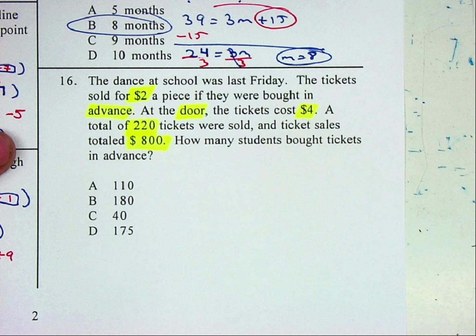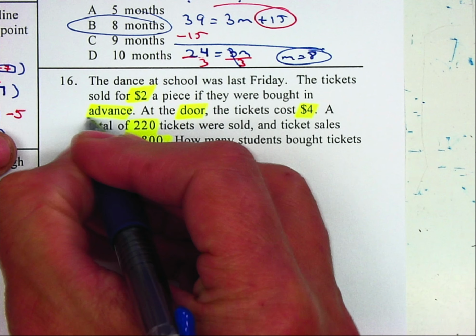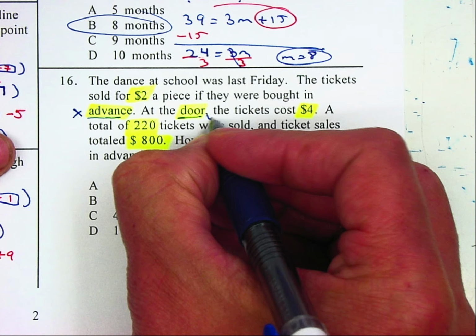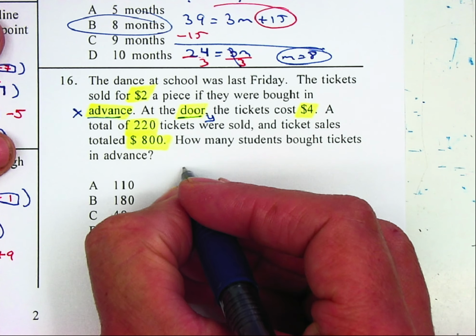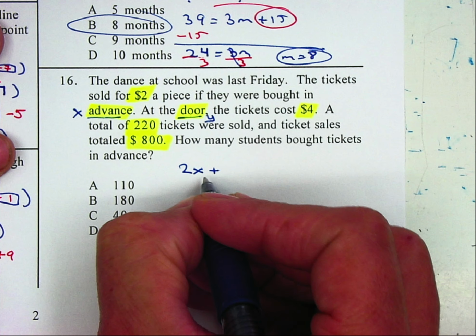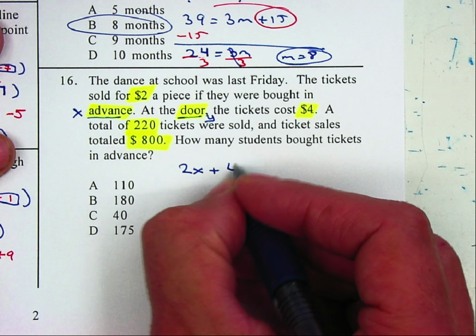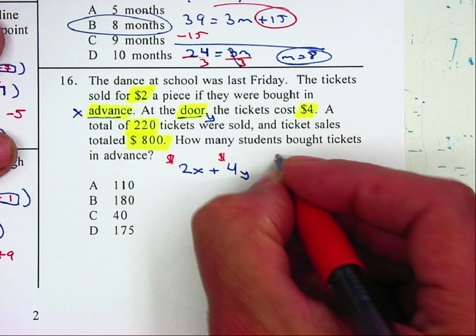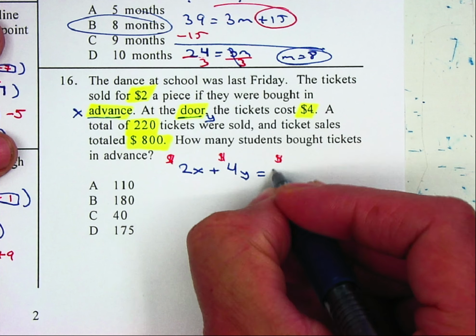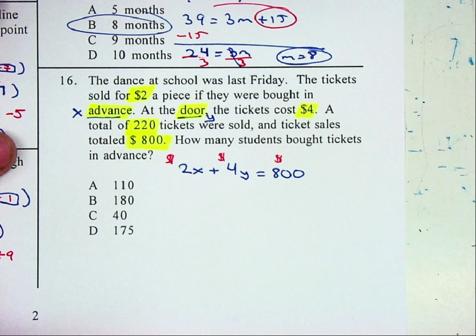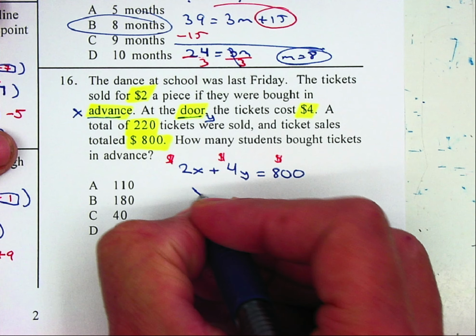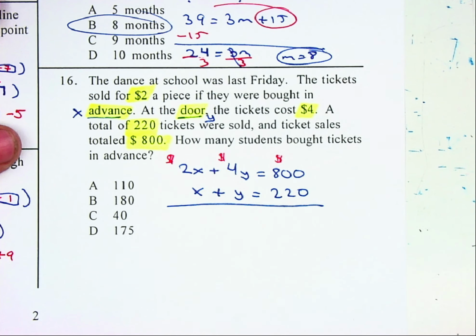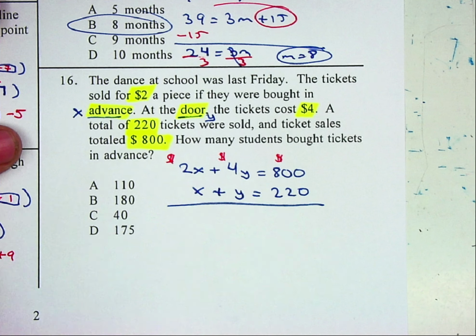Money, money, money. We have two items. We have advance tickets and door tickets. Advance tickets, I must label them as x, and door tickets, I must label them as y. So therefore, it'll be 2x plus the door tickets are $4, so 4y. Money, money, money. If this is money, this should be money, and we're looking for the money amount as well, which will be 800. Second equation will be how many tickets were sold, or how many items. So it'll be x plus y is equal to 220. And now I want to be able to solve for x or for y.